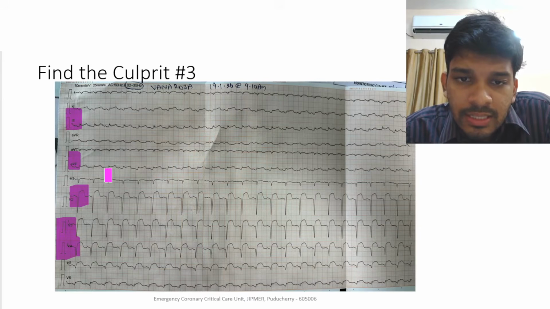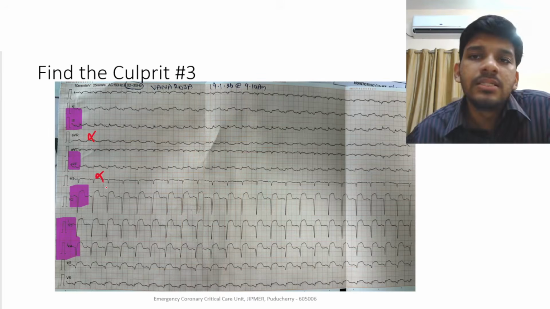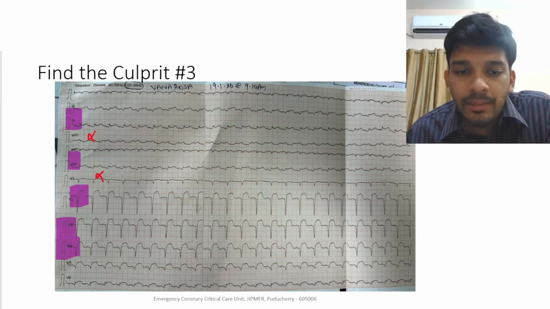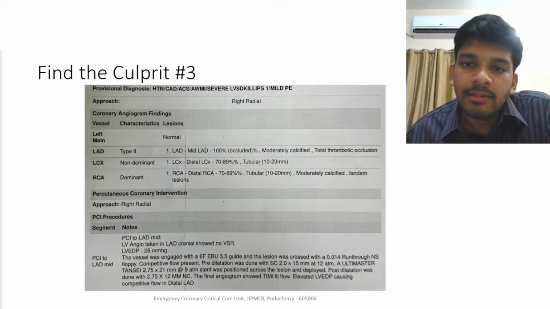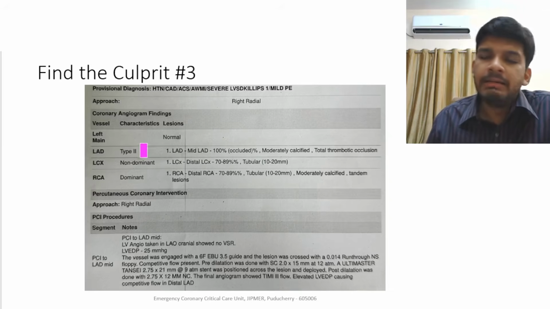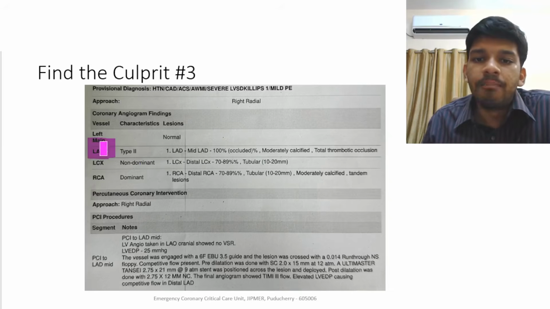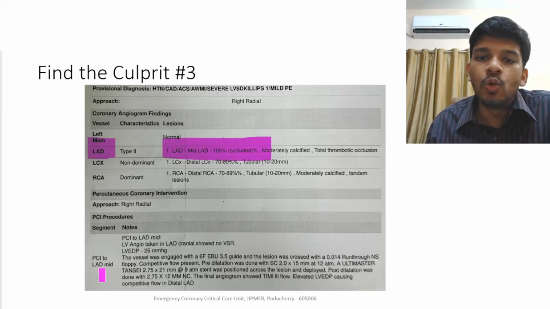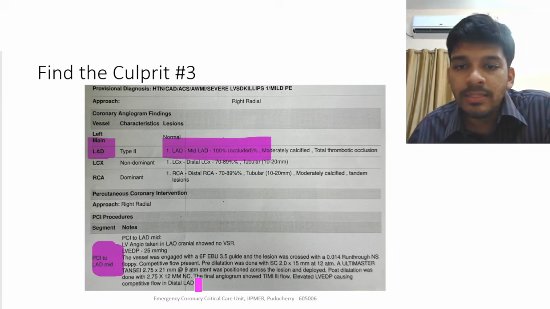But as you can see here, there is no ST elevation in AVR. There is no ST elevation in V1. So likely it is distal to S1. So that means it will be a mid LAD occlusion. And of course, I knew these angiograms from before, so I'm able to do it very fast. It takes some practice. So it is a mid LAD occlusion. Mid LAD is occluded, and PCI to mid LAD has been done.